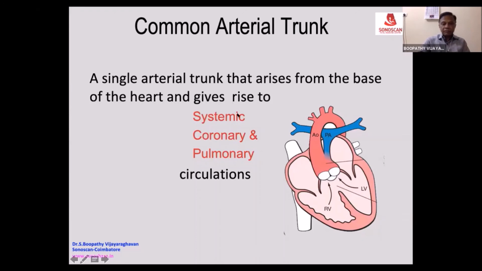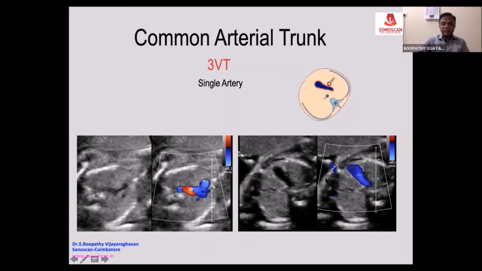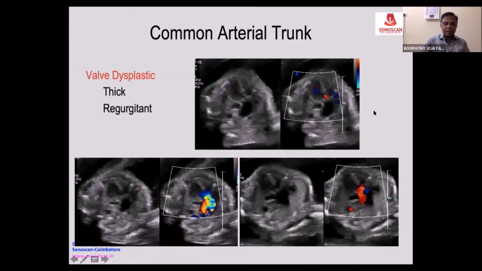So we have to confirm that the single vessel gives rise to the aorta, with a VSD and an overriding large vessel. You see flow from both the ventricles, a left arch as seen here, or a right aortic arch as seen here. So these are the features on four-chamber view, LVOT and 3VT. But the crucial point here is we have to identify that the pulmonary artery branches are arising from the same trunk. That is the common trunk. These are the branch pulmonary arteries, then it continues as the aorta. This is the importance of the sweep, identifying the feature in common arterial trunk.